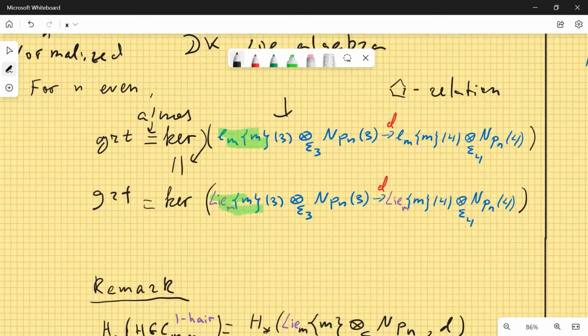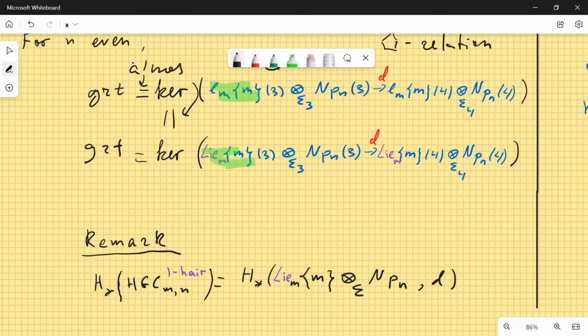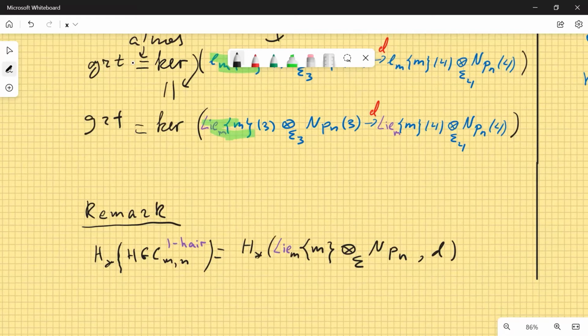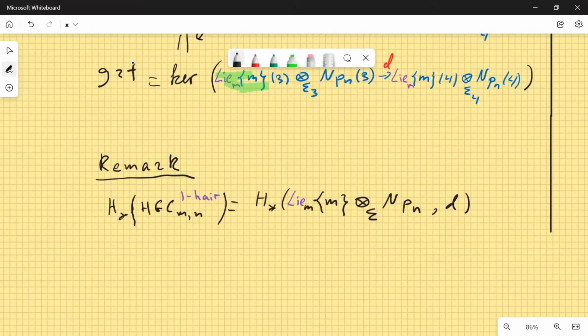So another remark is that you remember that our map of attachment of an edge, if you look at this map from GC_N to the hairy graph complex, the image is actually always in the graphs with one hair, right? And the homology of this one-haired part of the hairy graph complex is a part which comes from this operad Lie_M.